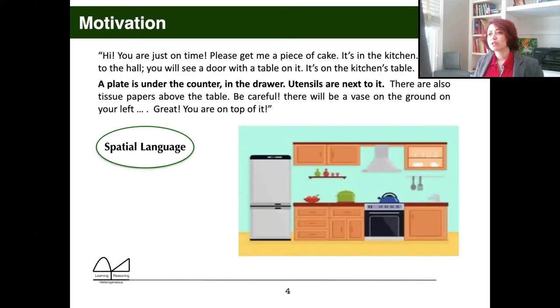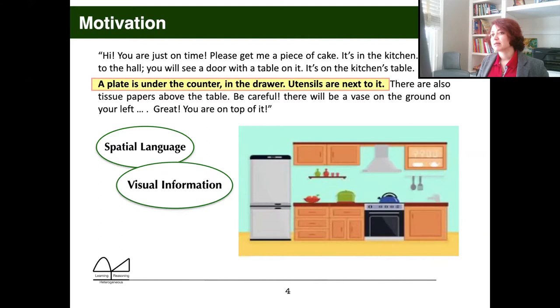So visual information is very important. Here, also, if you see this sentence, a plate is under the counter, in the drawer, utensils are next to it. Again, if you don't have the visual information, it is hard to understand if the utensils are next to the plate, under the counter, or next to the counter, for example. If we have visual information, then we can disambiguate this.